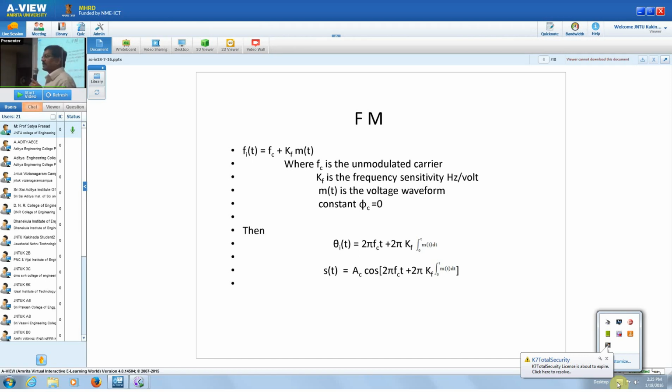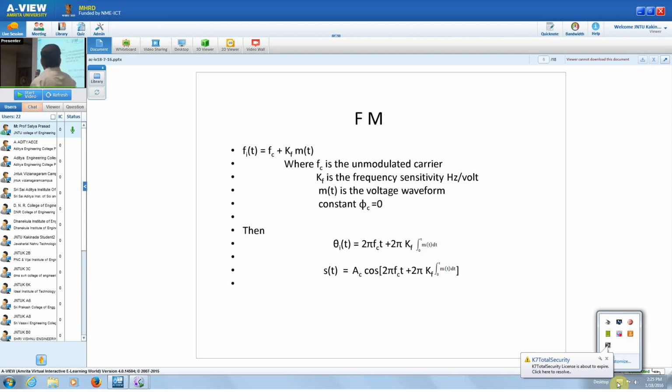k_p we said is the phase sensitivity, and k_f is the frequency sensitivity. Because it is frequency, the units are hertz per volt. And again, because it's hertz per volt, your m(t) should again be a voltage waveform. And anyhow, the constant φ_c we are taking as 0 at both places, so that we will get the required expression.